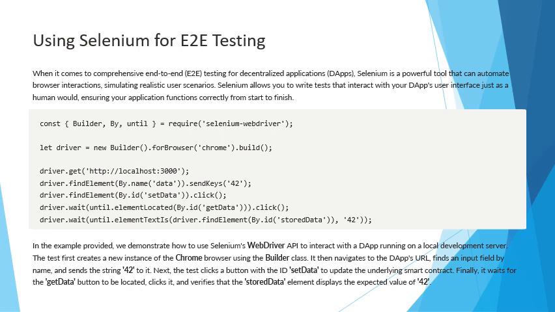So in this example, we demonstrate how to use Selenium's WebDriver API to interact with a DApp running on a local development server. This test first creates a new instance of the Chrome browser using the builder class. It then navigates to the DApp's URL, finds an input field by name, and sends the string 42 to it. Next, the test clicks a button with the ID setData to update the underlying smart contract. Finally, it waits for the get data button to be located, clicks it, and verifies that the stored data element displays the expected value of 42.